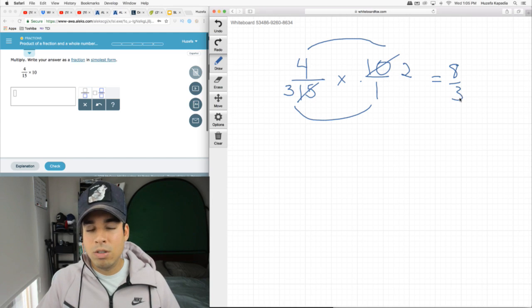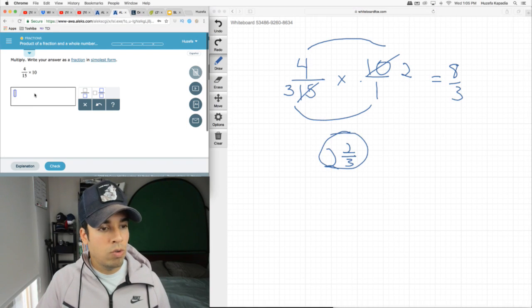So how do we convert it to a mixed number? We see how many times 3 fits into 8. It fits in 2 times. And then what's left over? Well, 3 goes in once, twice, that's 6. So we pull a 6 out of the 8, and what's left is just a 2 over 3. So this reduces to 2 and 2/3.